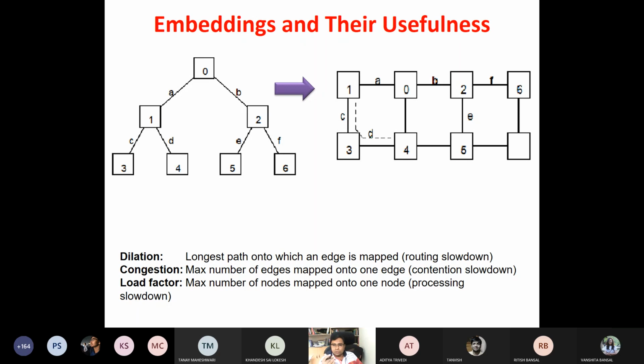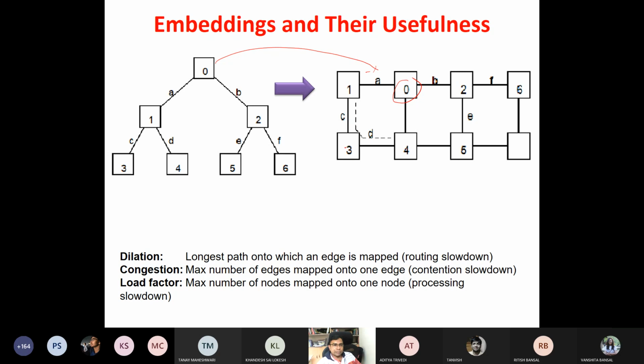Suppose you want to do the 4x2 mesh. So in this case, what is happening? Suppose you try to map, one example of mapping. In this case, 0 is mapped to this place. A is mapped to this side. B is mapped to this. That means this is 1, 2. This is fine.